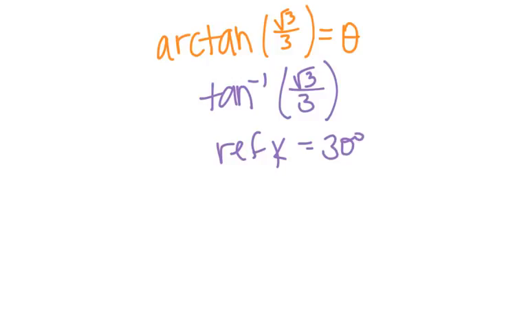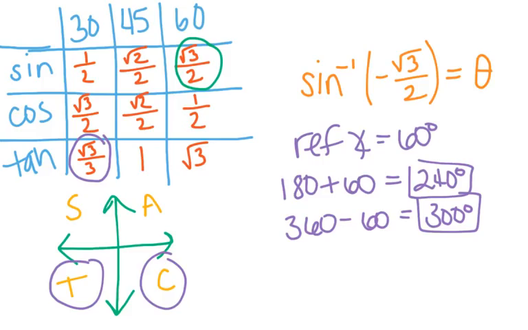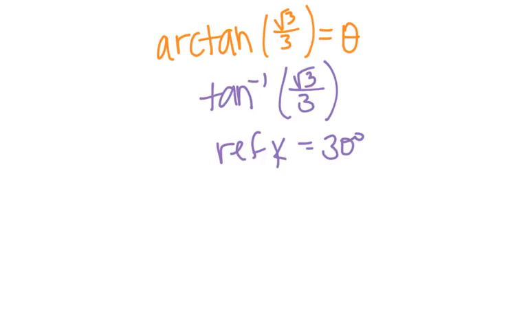So now, because my value is positive this time, I'm looking for the two quadrants where tangent is positive. And that would happen in quadrant 3, where the T is, and also quadrant 1. So that means I need an angle in quadrant 1 and 3 with a reference angle of 30.